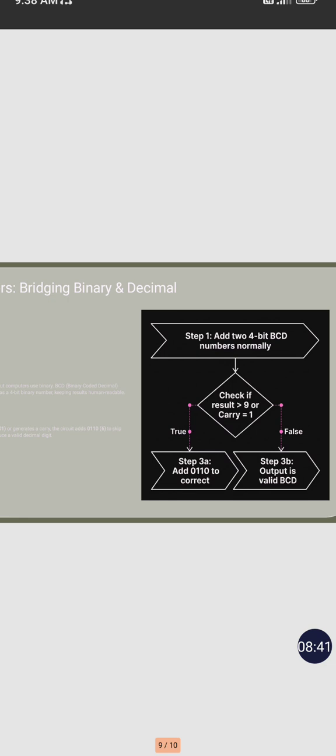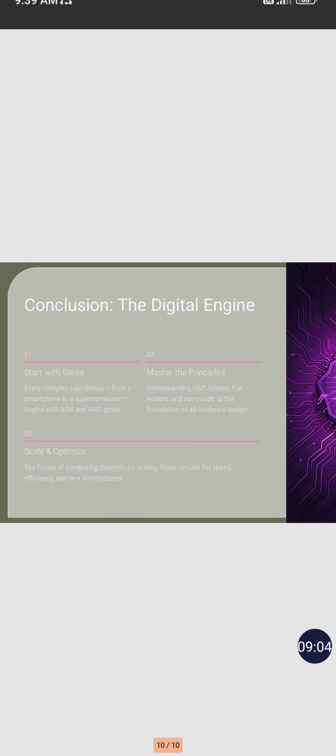If we add two 4-bit BCD numbers, we normally check whether the result is greater than 9 or there is a carry of 1. If the condition is true, it goes to step 3A, and if the condition is false, it goes to step 3B. So the output is valid BCD.